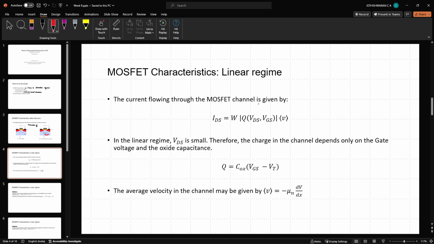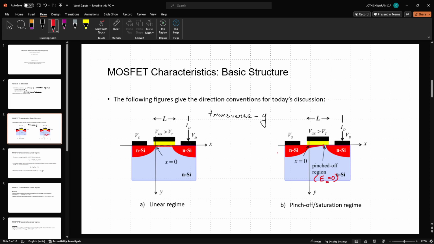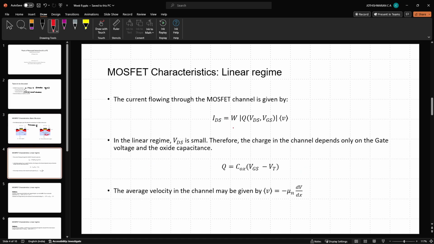Okay, so this is an expression we have known from last week. The drain source current is given by the channel width multiplied by the magnitude of charges stored in the channel multiplied by the average velocity. So this is the current flowing through the channel. Now, one can ask, why am I only multiplying with channel width? Because I'm looking at the classical scenario. Why is this expression not the area of cross section? Why am I writing it just as the channel width?